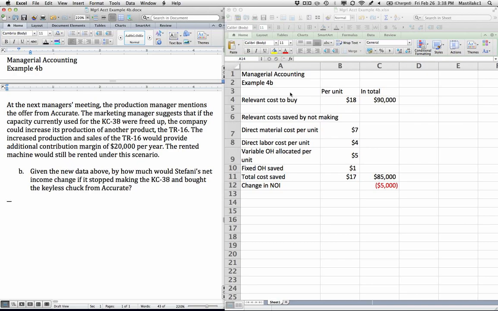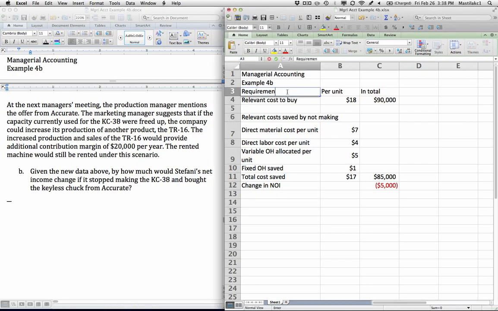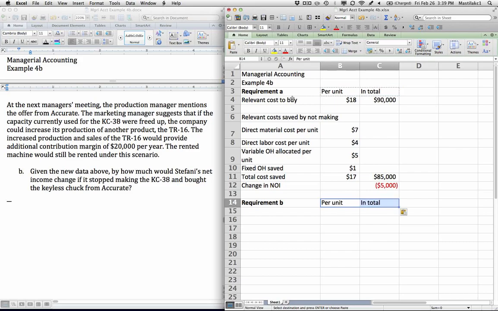So let's see if that changes our decision. In this case, we still have the same relevant cost to buy. Accurate hasn't changed their offer to us. They're still willing to sell us 5,000 units at $18 a unit for a total of $90,000.